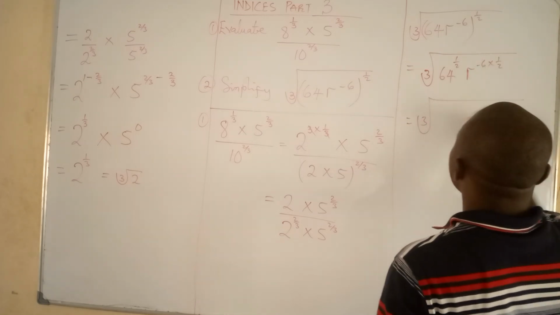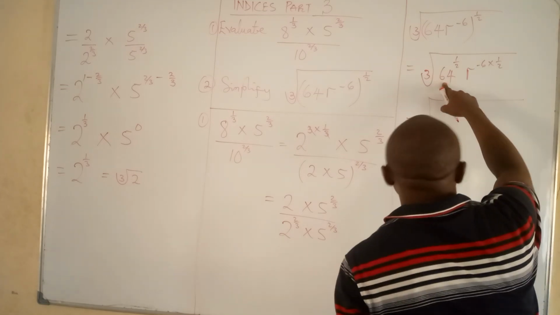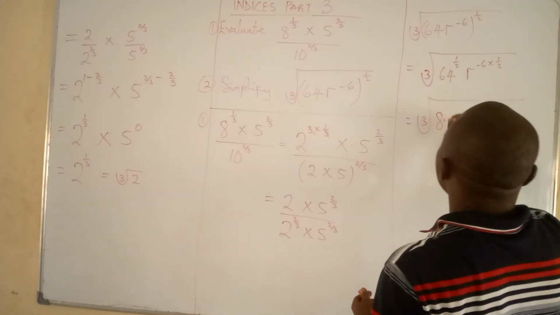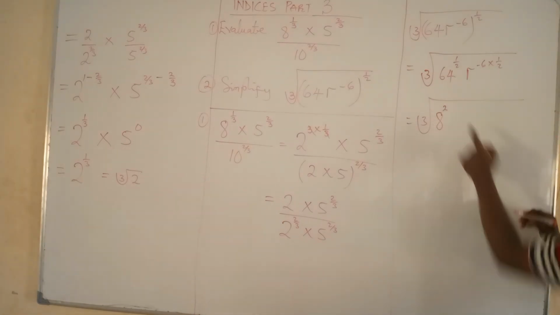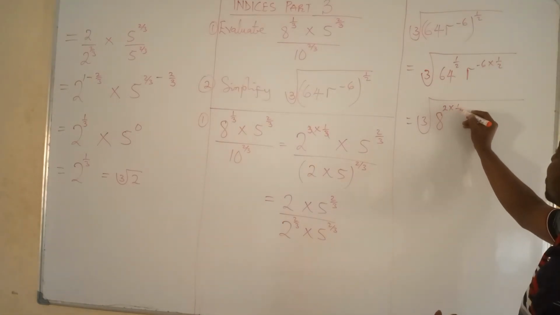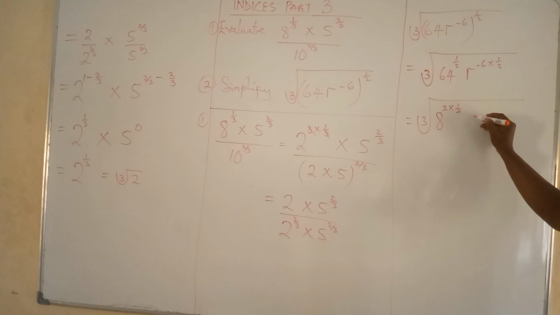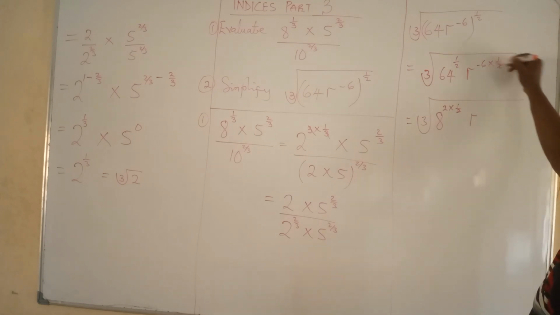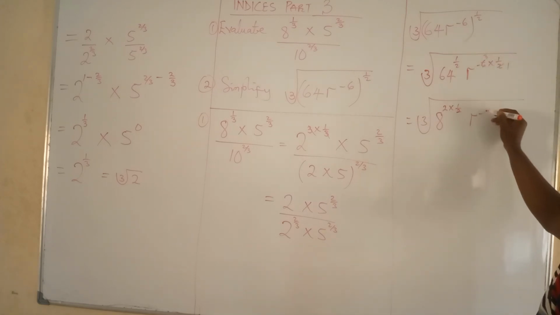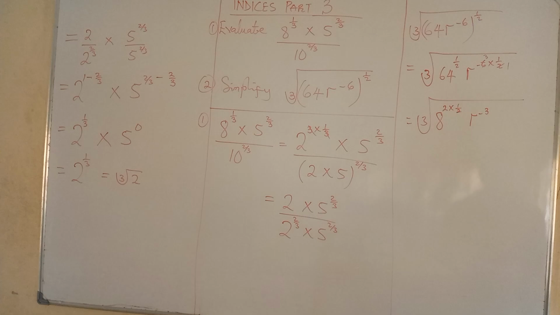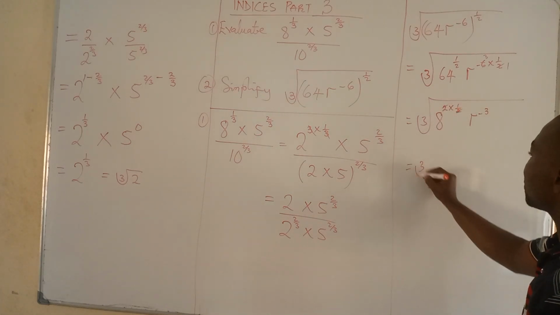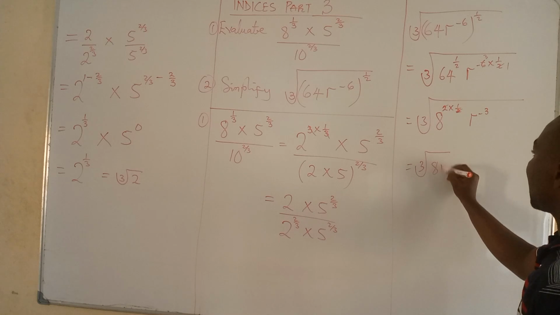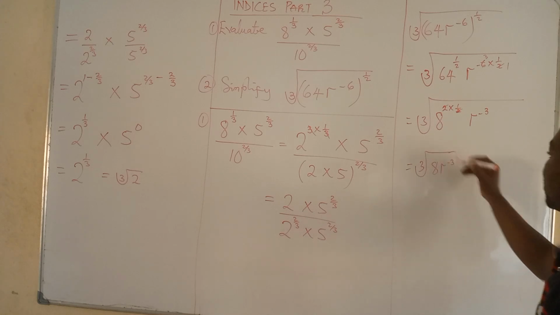The cube root of, of course, you can also write it like this, 8 raised to power 2. 64 means 8 raised to power 2. Then times, there is already power 1 over 2. 2 cancel 1, cancel here 3. So r raised to power minus 3. So 2 cancel here, cancel. So we have the cube root of 8r raised to power minus 3.